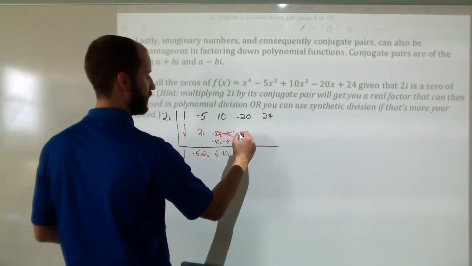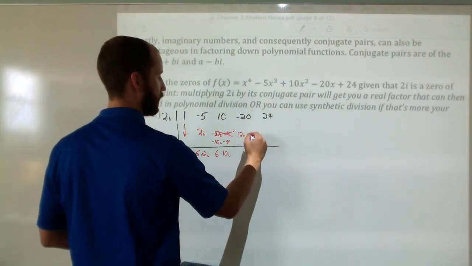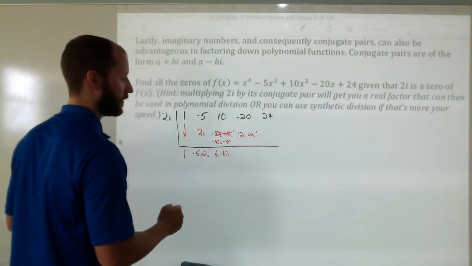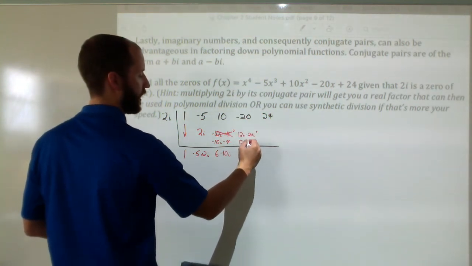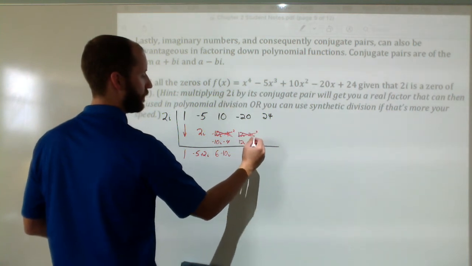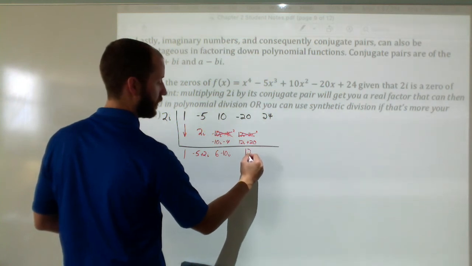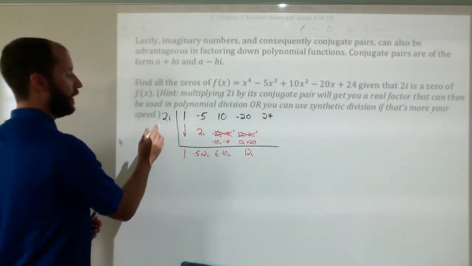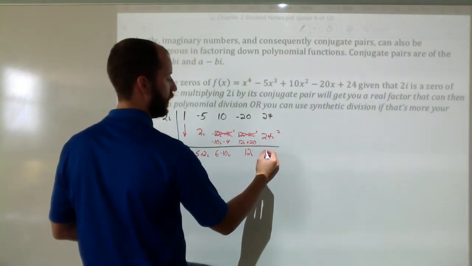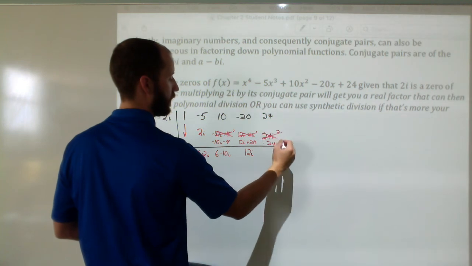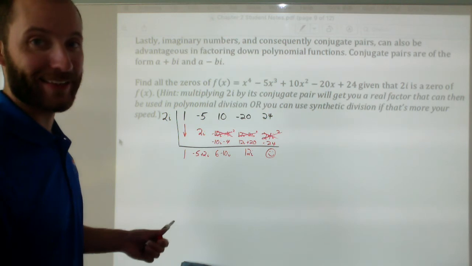Now the 2i multiplies again. 2i times 6 is 12i. 2i times negative 10i is negative 20i squared. The i squared is negative 1. So that makes that negative 20 into a positive 20. Add together. Ooh. Negative 20 and 20 cancel out. You just have 12i. 2i times 12i, 24i squared, which is really just negative 24. Add. Oh, that's pretty nice, isn't it?